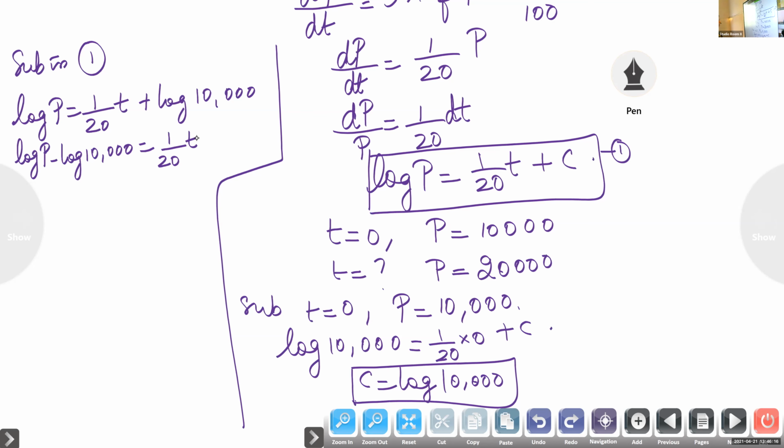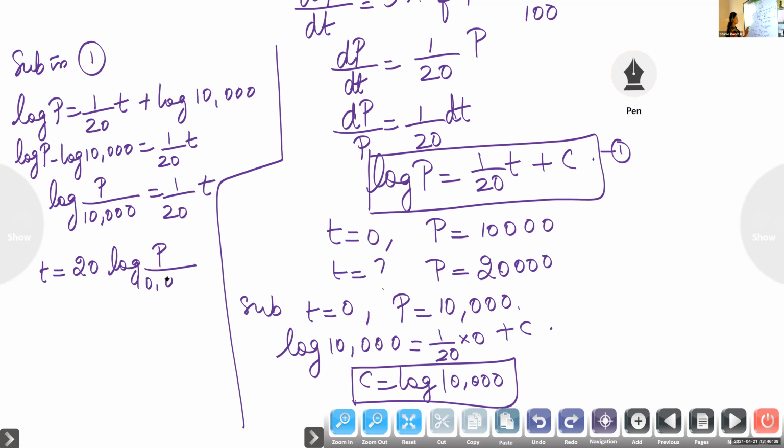What is log a minus log b? Log a by b. Yes, which is log p by 10,000 is equal to 1 by 20 t. Therefore, what is t? If you cross multiply, t is 20 log p by 10,000.